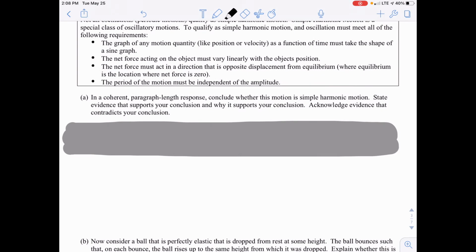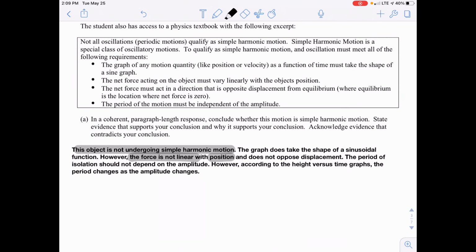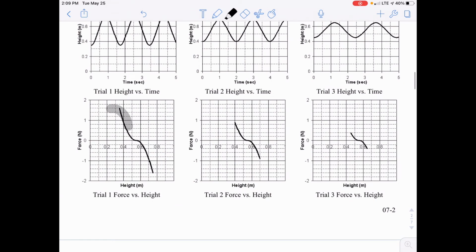In a clear, coherent, paragraph length response, conclude whether or not the motion is simple harmonic motion, and state evidence to support your reasoning. Well, here's what I noticed. The object is not undergoing simple harmonic motion. The graph is sinusoidal. However, the force is not linear with position. Just look at the graphs above. That is not a linear function. That's a linear function.